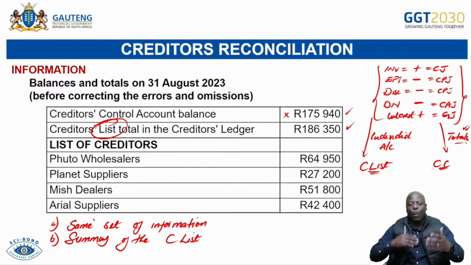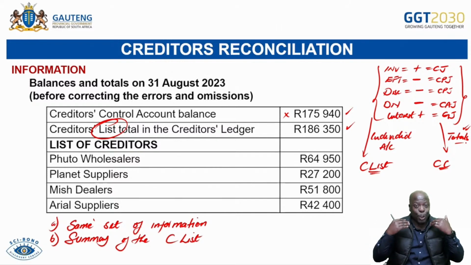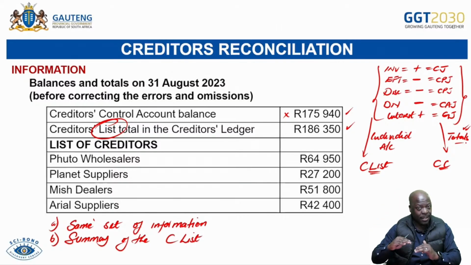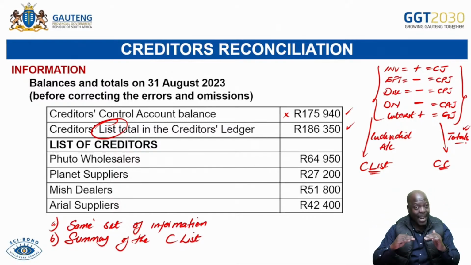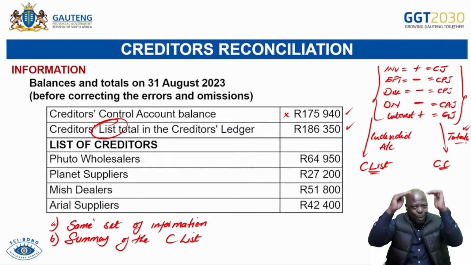Okay, so here I was just trying to let you know what we're going to be dealing with. Once we see invoice, we think plus, because it means we purchase goods, we owe more. Once we see EFT, it means we paid. Once we pay, we now owe less. Once we see discount, it means they have subtracted more than what we paid them, so we now owe less again. Once we see debit note, it means we returned goods, we owe less.